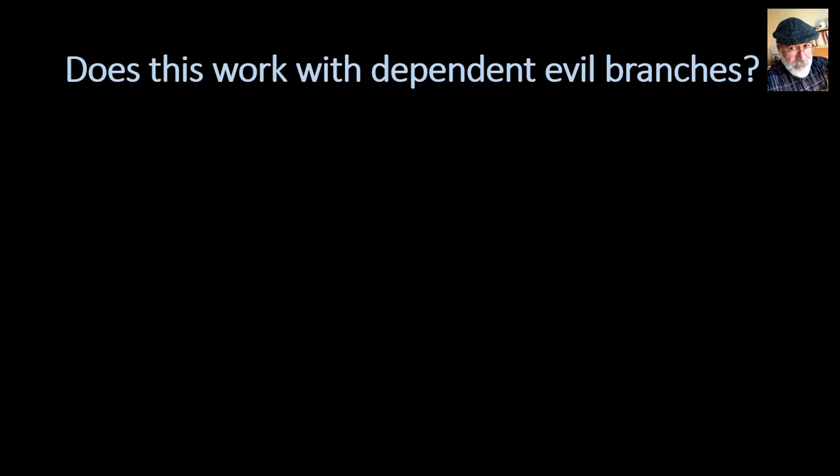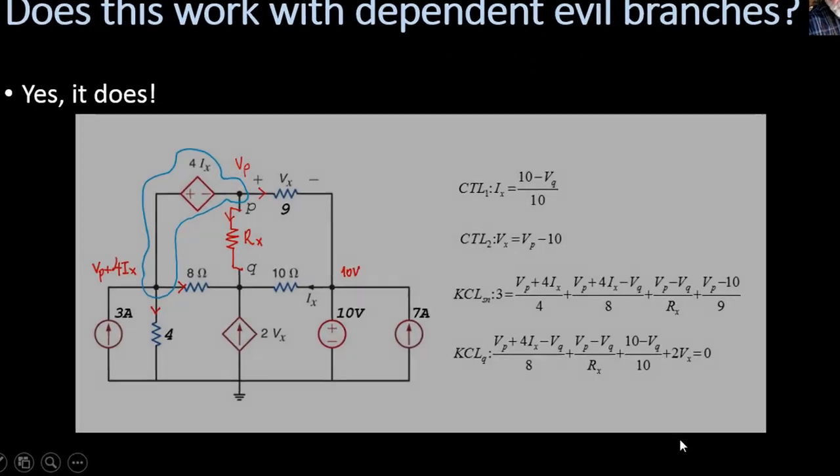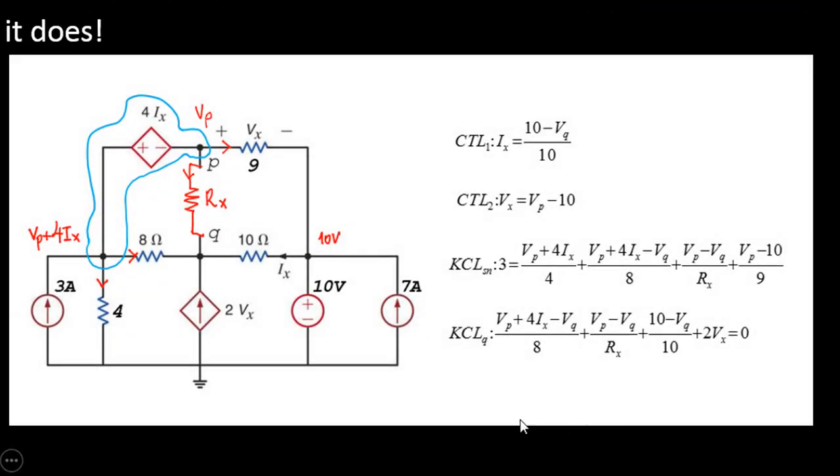But there is a question pending. Does this work with dependent evil branches? Yes, it does. Show me? Sure. I will leave you with this example. Check it out. In this circuit, the reference is at the bottom, but there is an evil branch up here with a dependent V source.